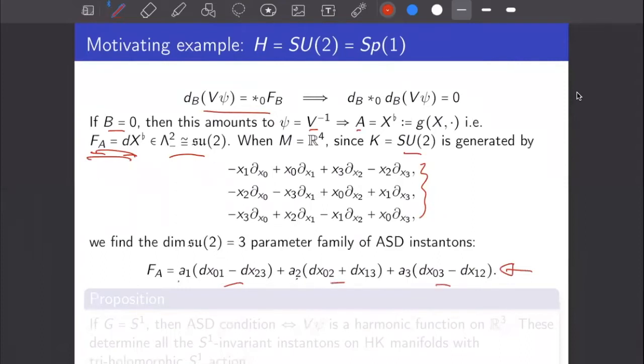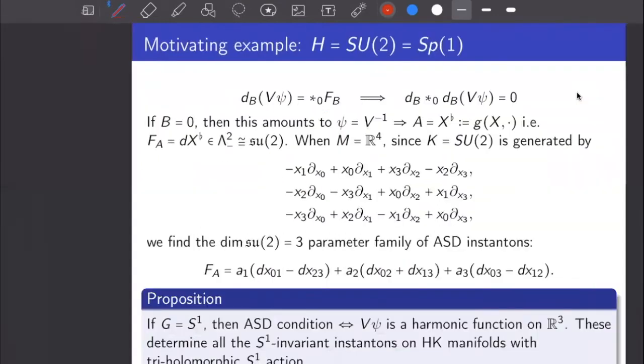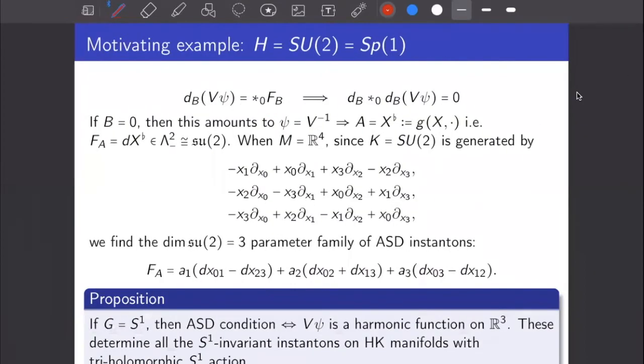A here being some constant. So more generally, for any S1 invariant hyperkähler manifold, we see that the ASD condition, at least for gauge group S1, is reduced to asking that this rescaled Higgs field is just a harmonic function on R3.